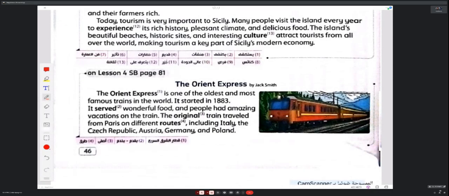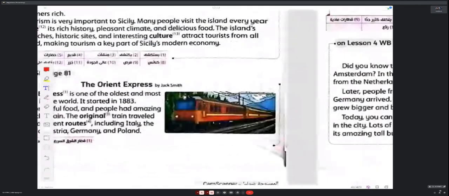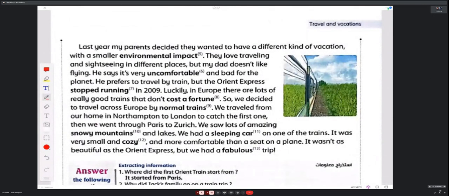The Orient Express. The Orient Express is one of the oldest and most famous trains in the world. It started in 1883. It served wonderful food, and people had amazing vacations on the train. The original train traveled from Paris on different routes, including Italy, the Czech Republic, Austria, Germany, and Poland.